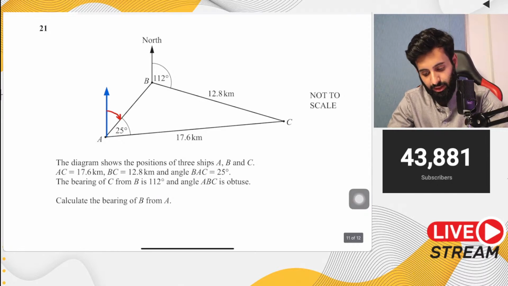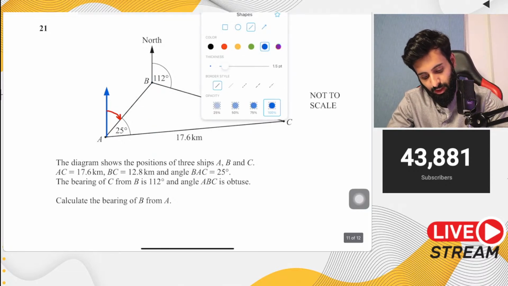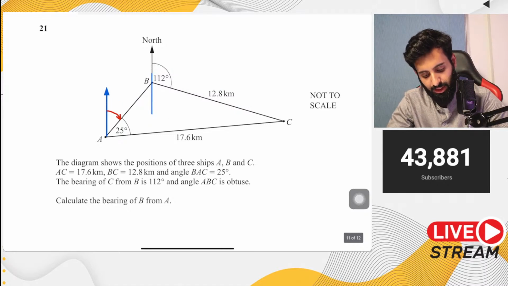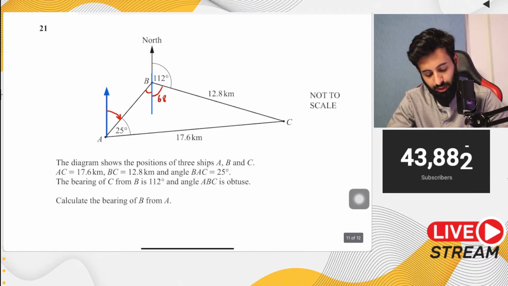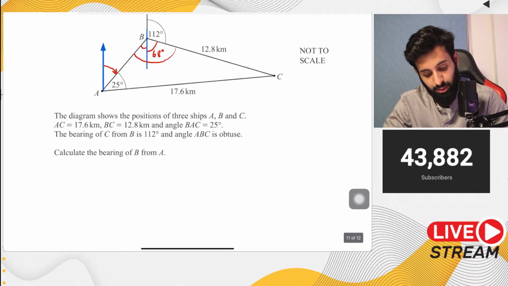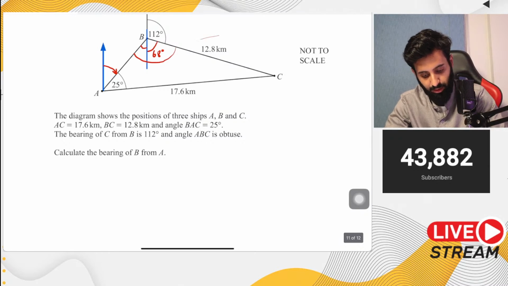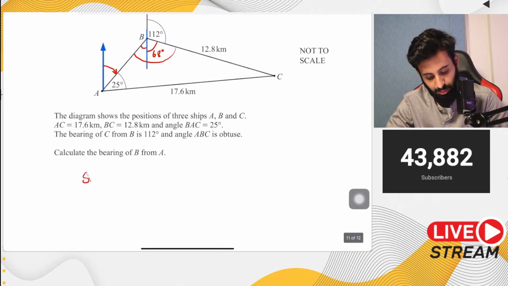Okay, now before I can calculate this angle, I need to calculate this angle. So if somehow I'm able to calculate this angle, that's going to be good enough. Why? Because I can calculate what this angle will be, and this will be 180 minus 112, which is equal to 68 degrees. Okay. Now let's talk about the entire angle. In order to calculate the entire angle, here's what I can do. I can use sine rule. Since we have a complete pair, we have 12.8 and 25. Now let's call this sine B, and the length opposite to it is 17.6 equals to sine 25. The length opposite to it is 12.8.